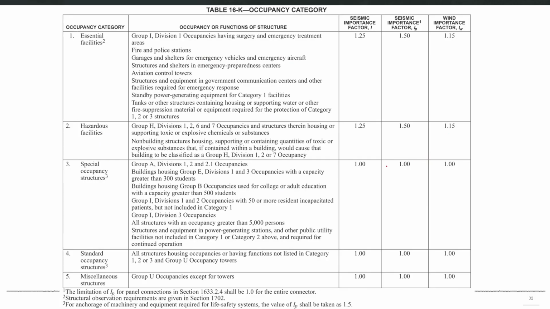This Table 16-K is basically relating the occupancy category of your structure with the seismic importance factors. You can read all these descriptions, and then you can classify your building in any of these categories. You can, for example, see here that for standard occupancy structures, you have a seismic importance factor of 1, and for structures such as hazardous facilities or essential facilities, you have a seismic importance factor of more than 1, which is 1.25. Most of the time normal ordinary structures will lie in this category and will have the seismic importance factor of 1.